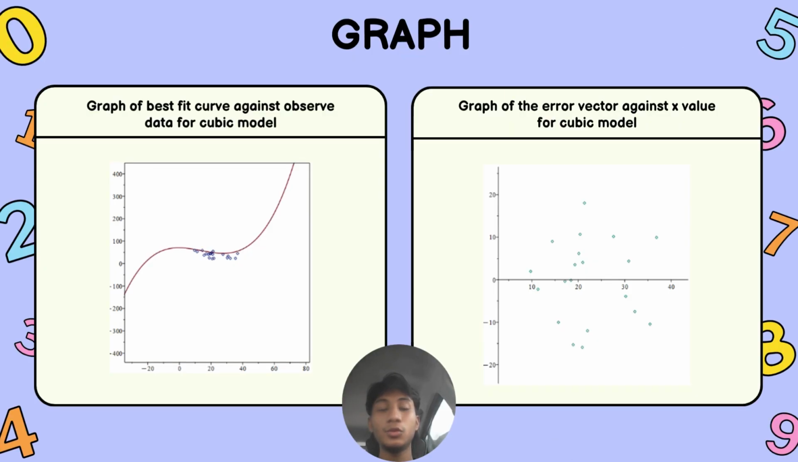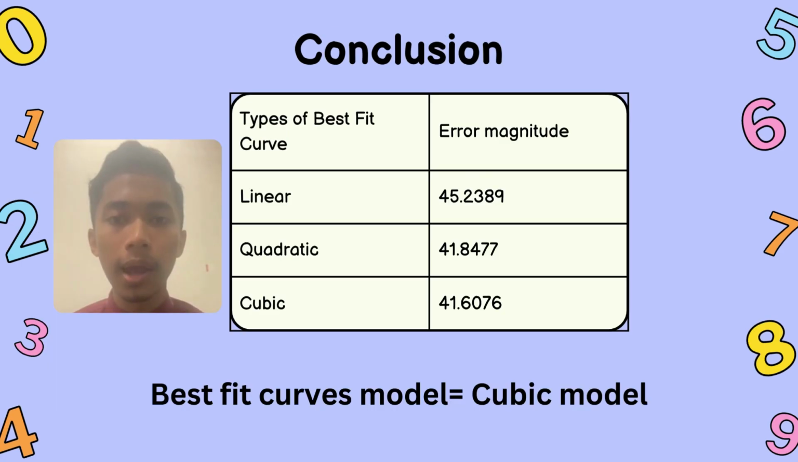So these are the two graphs that we get from the previous answer. The first is the graph of best fit curve against observed data for the cubic model, and the second is the graph of the error vector against x value for the cubic model. In conclusion, we compare the error vectors for the three models, and from the comparison, the best fit curve model is the cubic model, as the value of 41.0676 is the least error vector among the three models observed.